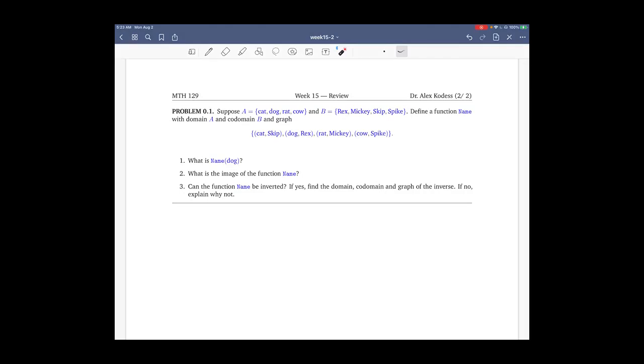In this problem, we're given two sets, A and B, and a function called name that has A as its domain and B as its codomain. And then there are three questions regarding this situation. Question one is, what is name of dog? So how do we find the name of dog, given that we are given the graph of this function? This set here is the graph of this function.